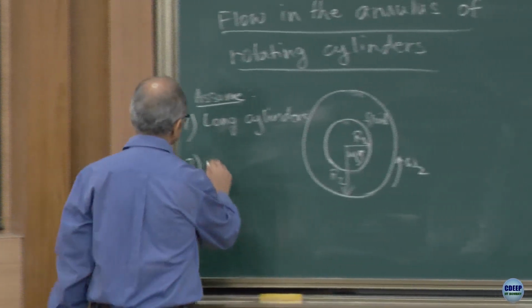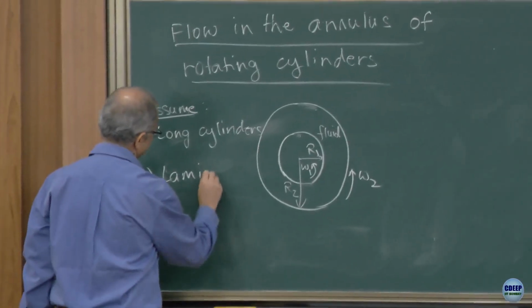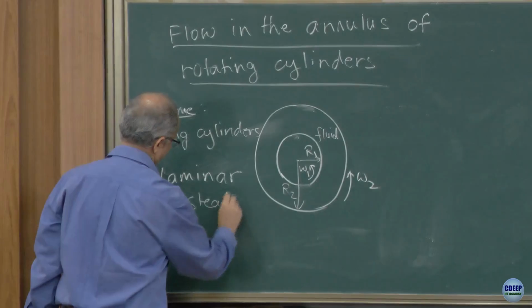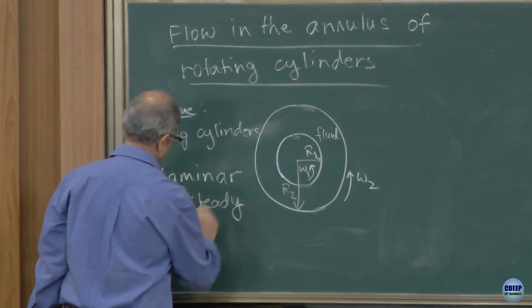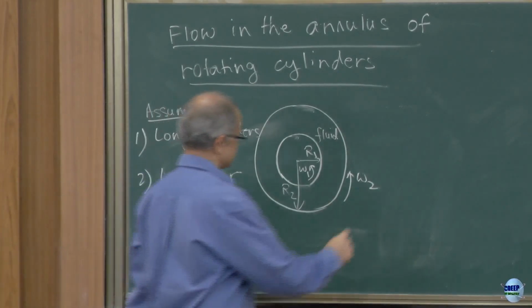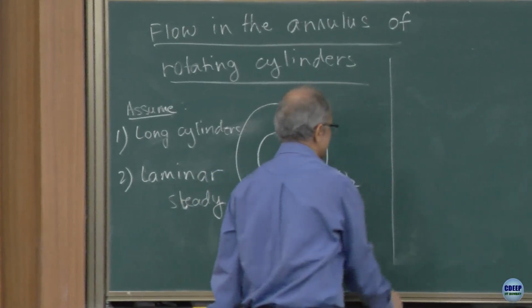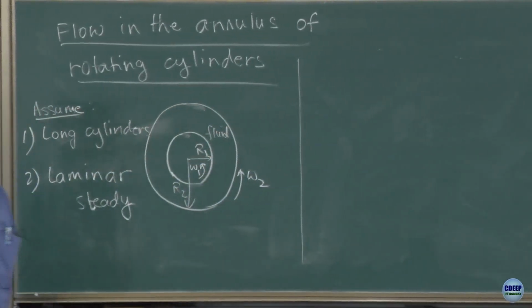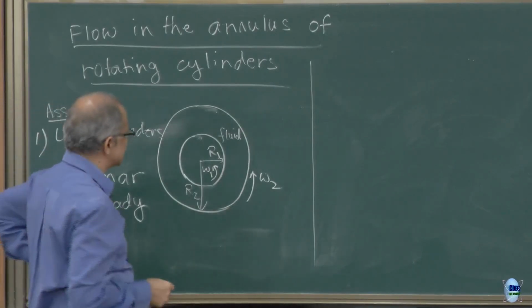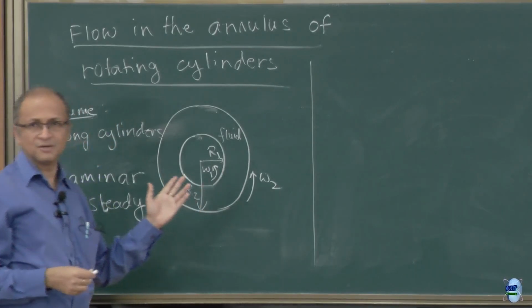We can also explicitly write out that we are in the laminar, steady regime. In some sense, when you say the flow is steady, turbulence is already out.